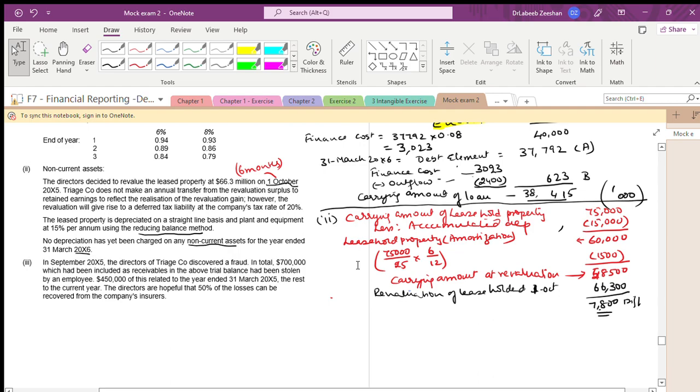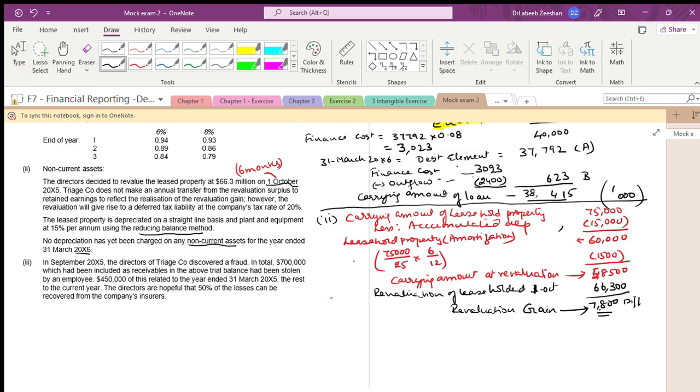Difference is how much? 7,800. This is a revaluation gain. Now this is one aspect. This is A. Now second, B in that. It is not given, I am just writing it for your understanding.